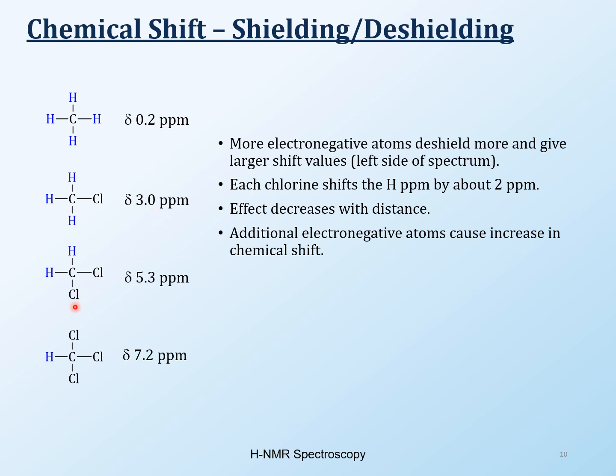You add 2 chlorines and you get even more shift. Another chlorine, so much more shift. This is chloroform, so much more shift. So which means that you might think, okay, this is alkane and this is also alkane, but this is not really alkane.